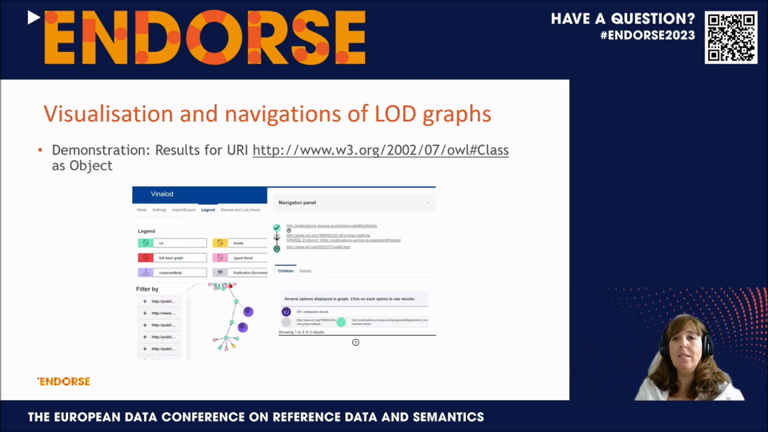If the results are over 200, we can choose a number, but it's 200 by default. We will have the result collapsed in one node, and we can add them to the graph from the navigation panel.